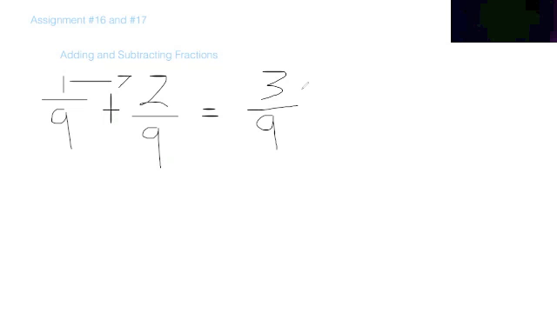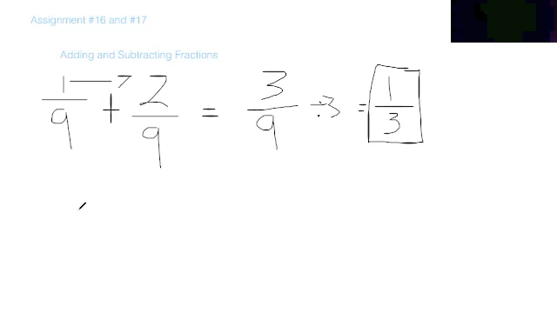But now you have to ask yourself, okay, if 3 over 9 is the answer, can I simplify this answer even further? In this case, yes, you can. You can divide both the top and the bottom by 3. So 3 divided by 3 equals 1, and 9 divided by 3 is 3. So now your real answer is going to be positive 1 over 3. So that's with adding.